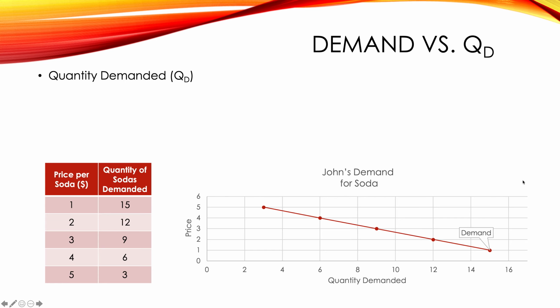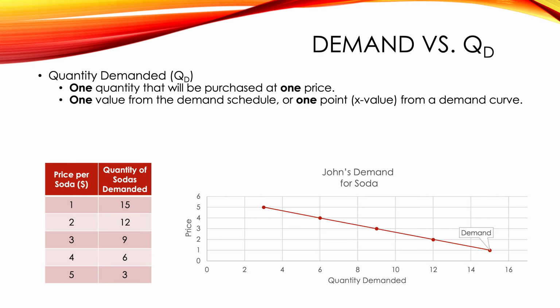So the big difference, though, is quantity demanded, which we abbreviate as Q subscript capital D, is one quantity that will be purchased at one price. So for instance, if we look at this in the table, 15 is a quantity demanded. 9 is a quantity demanded. 3 is a quantity demanded. When we talk about quantity demanded, it's one quantity at each price. So it's one value from the demand schedule, like this or this or this, or it's one X value on the graph here, right? So this is a quantity demanded: 15, 12, 6. These are all quantities demanded. Think of it as one point on this entire thing is a quantity demanded.